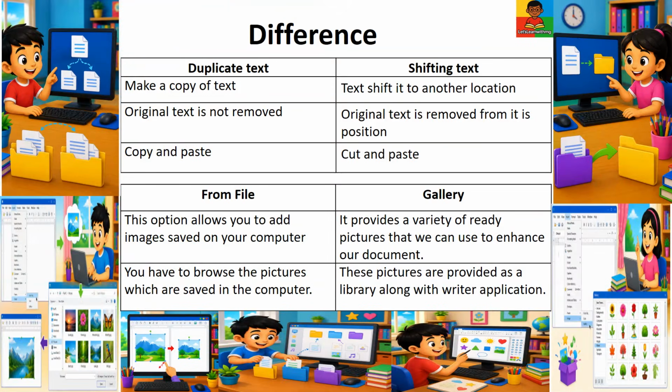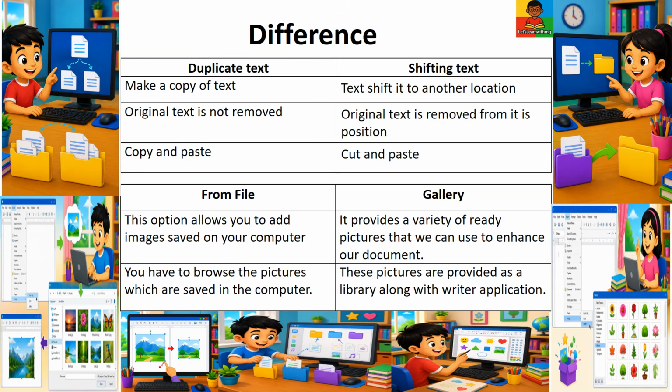Let's compare duplicate and shifting text. Duplicate text: make a copy. Original text is not removed. Use copy and paste. Shifting text: move text to another location. Original text is removed. Use cut and paste.